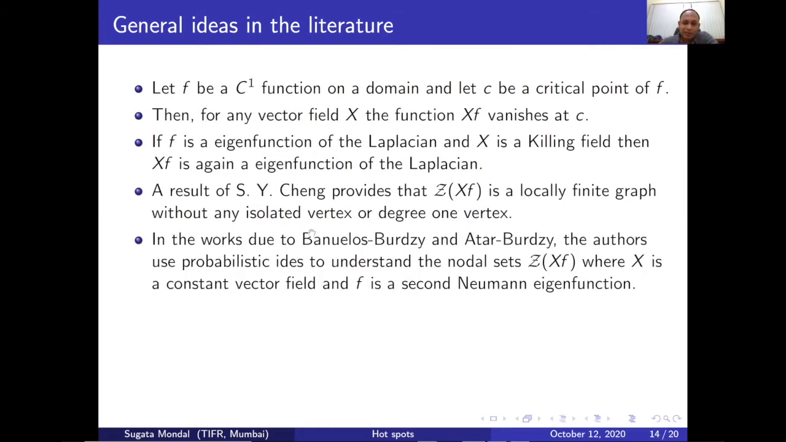Okay, so once you have this nice graph structure of the zero set, what people in this literature did is this: Mondal and Bardsley, and the related result of Tata and Bardsley, among other techniques, tried to understand what this zero set looks like using probabilistic ideas. Here X is a very special kind of killing field, namely constant vector fields, meaning vector fields whose integral curves are straight, parallel lines.